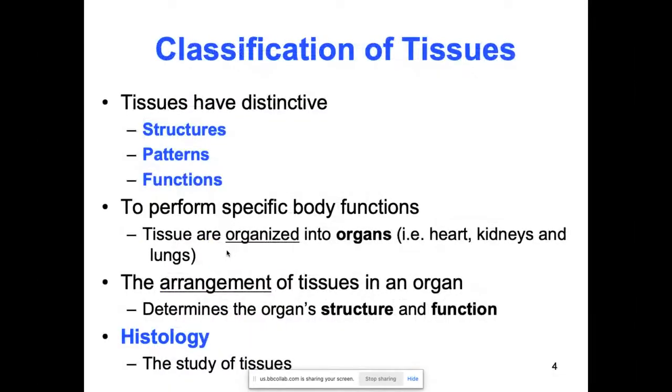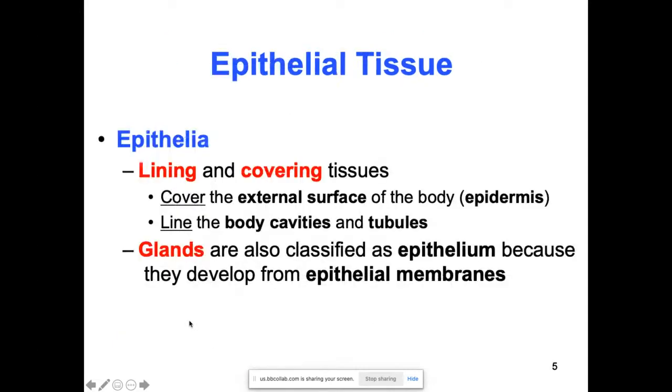So tissues are going to have distinct structure, patterns, right? When we look at certain structures, they'll dictate what their functions are. And tissues come together to create organs like the heart, the kidneys, the lungs, the stomach. The arrangement of tissues into an organ is what's going to determine how that organ is structured and how it functions. When we study tissues, we call that histology.